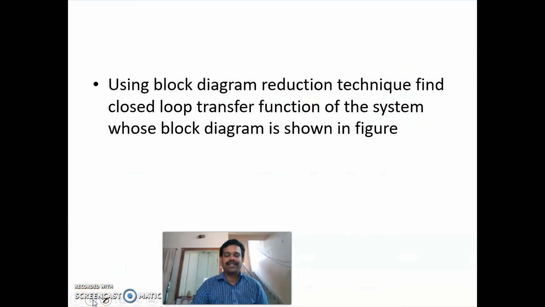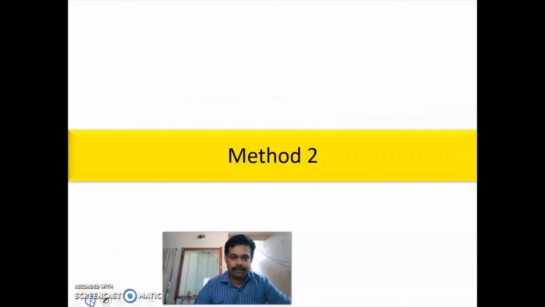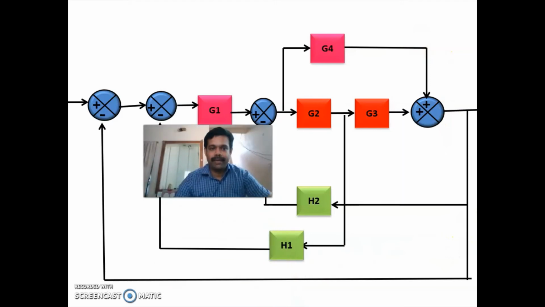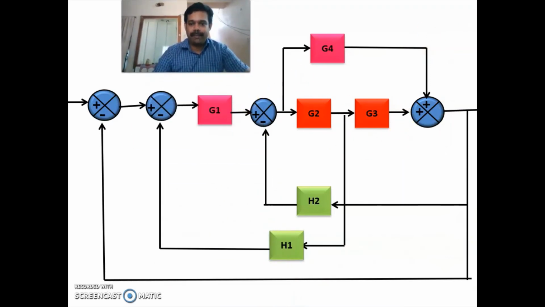Next, we are going to see the same problem, but we are going to do it by a different method. Using the block diagram reduction technique, find the closed loop transfer function of the system whose block diagram is shown in the figure. This is the same diagram we had before. Once again I will explain.